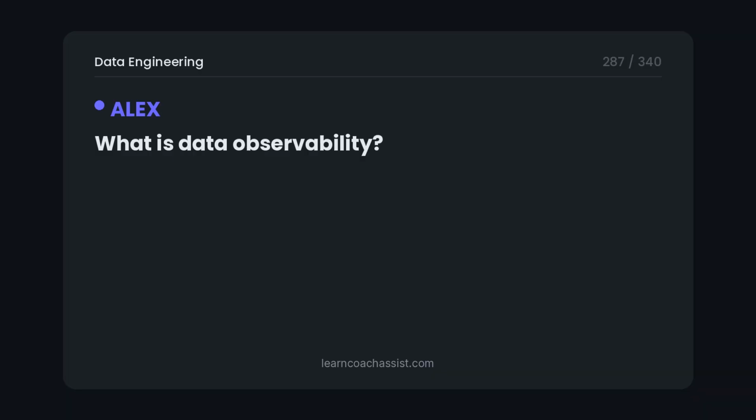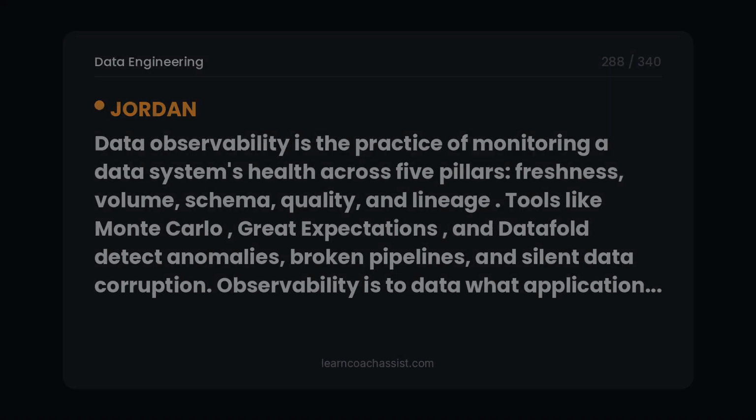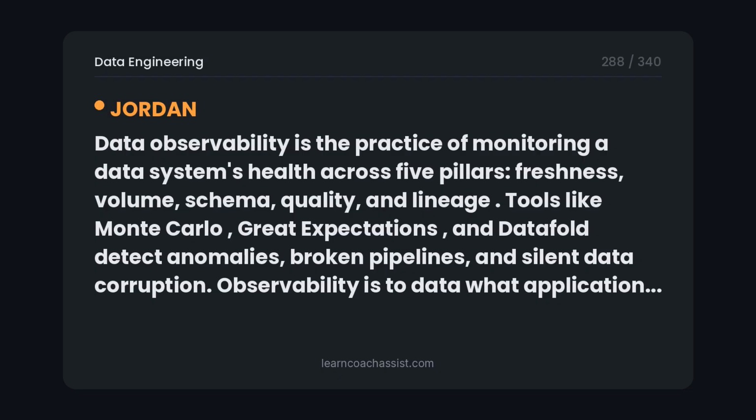What is data observability? Data observability is the practice of monitoring a data system's health across 5 pillars: freshness, volume, schema, quality, and lineage. Tools like Monte Carlo, Great Expectations, and Datafold detect anomalies, broken pipelines, and silent data corruption. Observability is to data what application monitoring is to services.